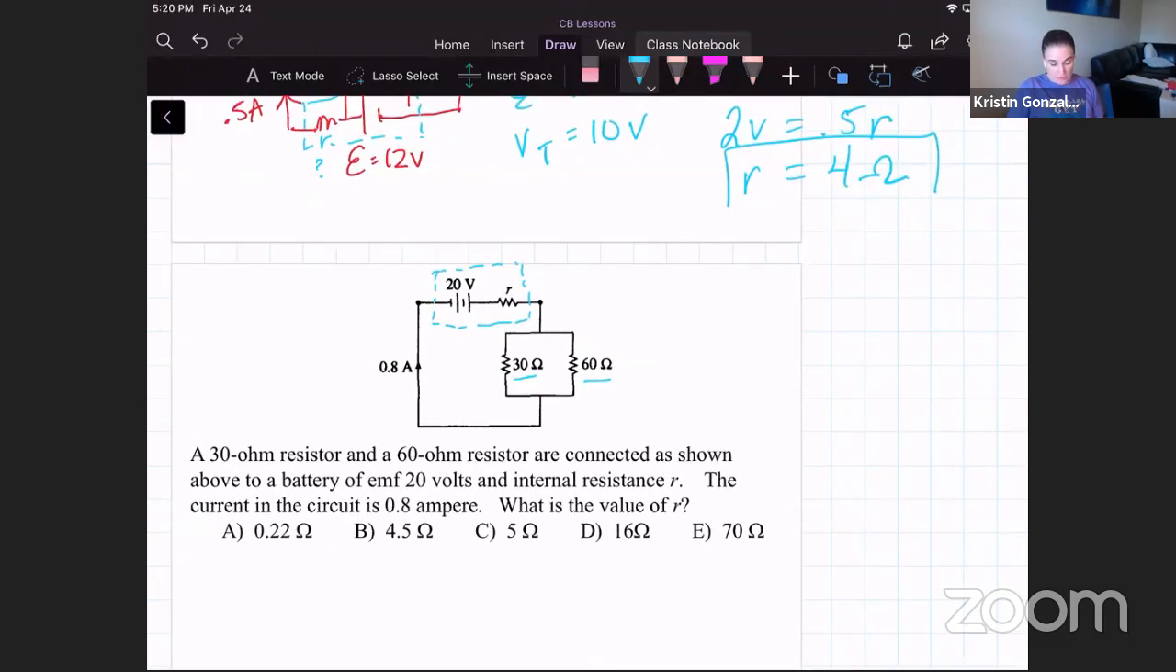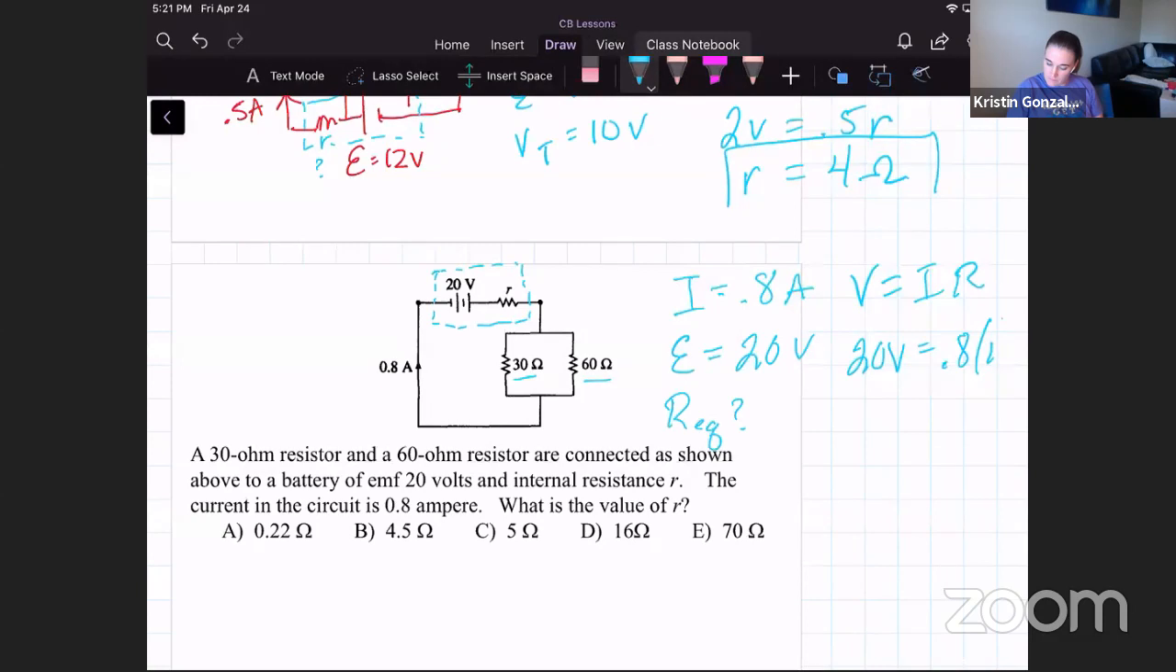Where I would start is what I know. I know that the total current being supplied by that battery going through my circuit is 0.8 amps. And I know the EMF of my battery is 20 volts. So I would use Ohm's law, right? We've got to find what the equivalent resistance of my circuit should be. Let's find what that equivalent resistance is. So if we use Ohm's law and solve for R, 20 divided by 0.8 is going to give me 25 ohms. So my total resistance of my circuit should be 25 ohms.